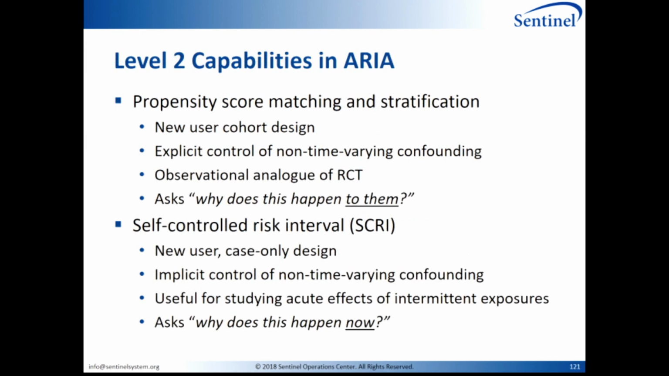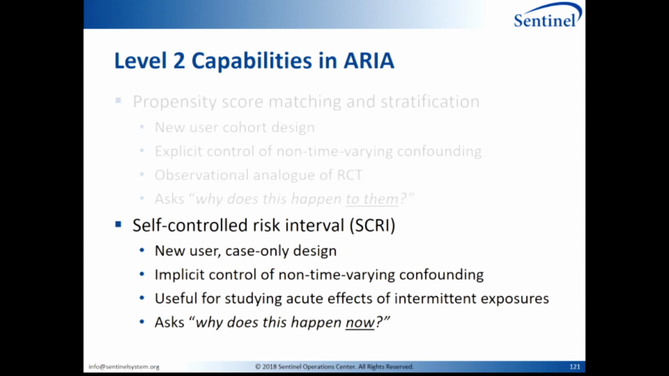There are 2 level 2 capabilities. You've just heard Jane's excellent presentation on the propensity score matching and stratification tool. This is a new user cohort design. There's explicit control of non-time varying confounders, pre-exposure confounders. And this is the observational analog of the randomized controlled trial, or RCT. It really asks, why does this happen to them? That is, why does some outcome event happen to one group of people more than another group of people?